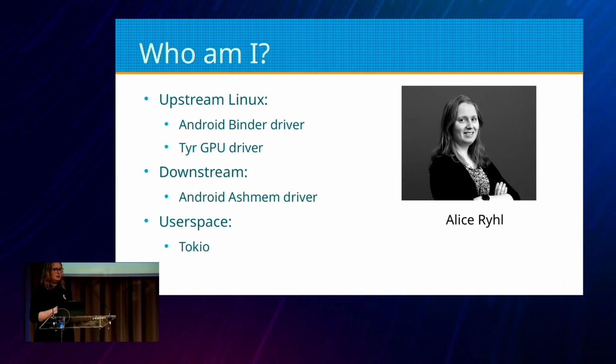In this context, I've written a driver called the binder driver, which is the first thing I did in the kernel, which recently landed upstream. Since then, I've also worked on some other drivers. Right now, I'm working on this thing called Tyr, which is a GPU driver for ARM GPUs. And then we have downstream, which is not in the upstream kernel, something called ashmem, which has to do with anonymous shared memory. And all of this is in Rust, right? So I've done a fair amount of Rust drivers by this point.